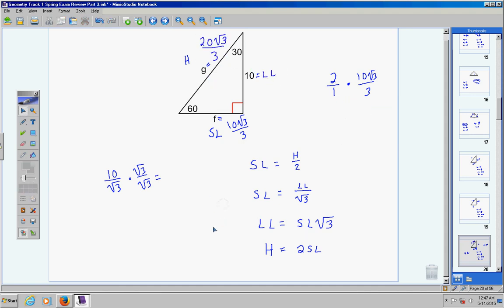There it is. So students, I hope this has made sense. We're just trying to work on solving problems using your 30, 60, 90 and your 45, 45, 90 formulas. Alright?